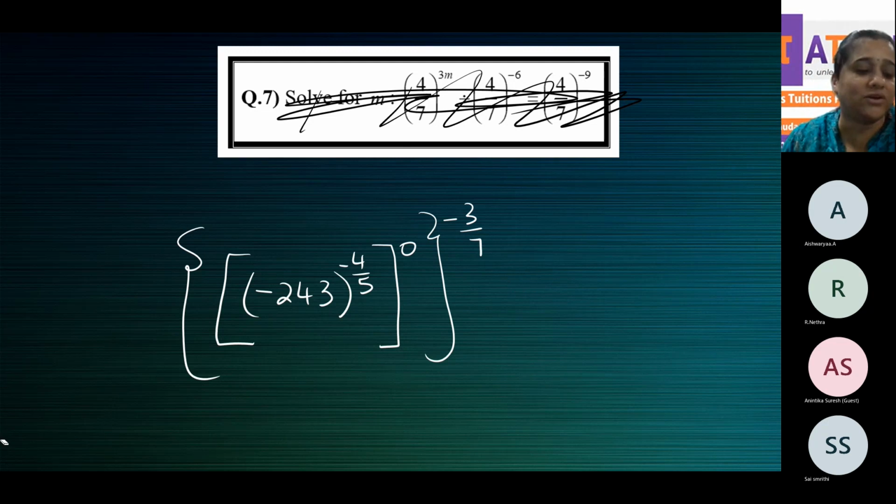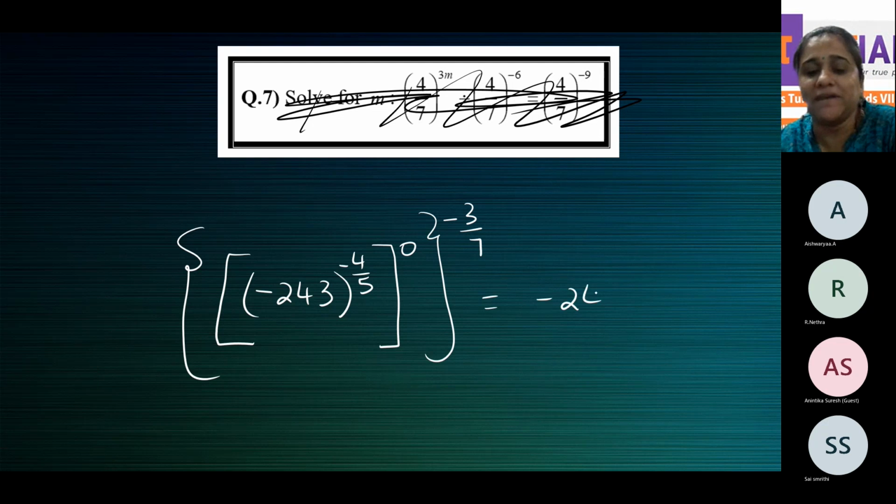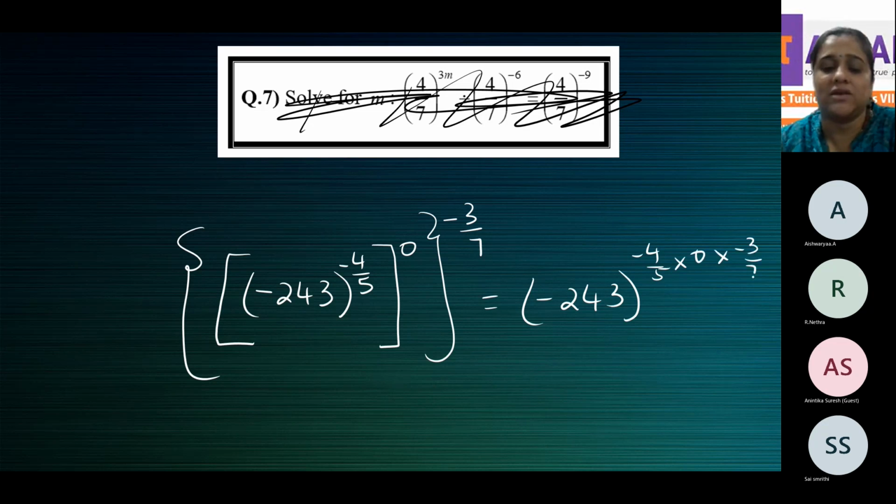You're right, Sai Smriti. Very good. It's 1. Because how do you work this? It's minus 243 and you need to multiply the powers, minus 4 by 5 into 0 into minus 3 by 7. When the base is raised to many powers, just multiply the powers. So it will be the base minus 243 to the power 4 by 5 into 0 into minus 3 by 7. And you know, anything into 0 is 0.